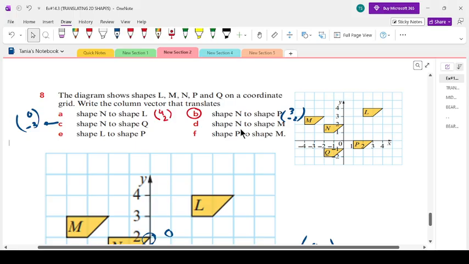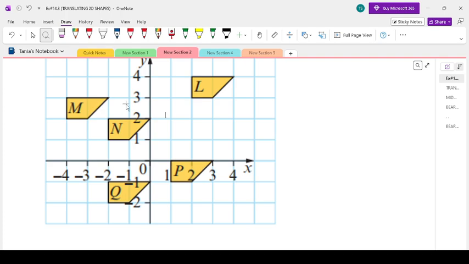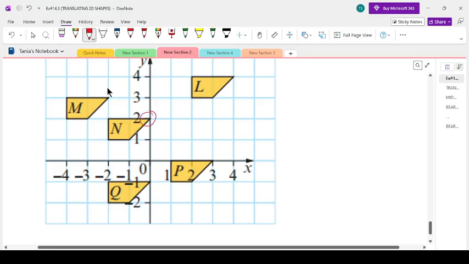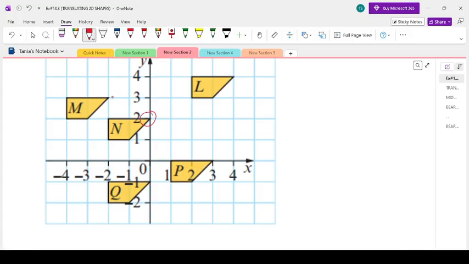Then we have D part: N to the shape M. This is shape N and we have to move N to M. This is M. Again we are just taking one of the points. This is M, N, and this is the point that we are dragging. We are trying to find which column vector we are using.